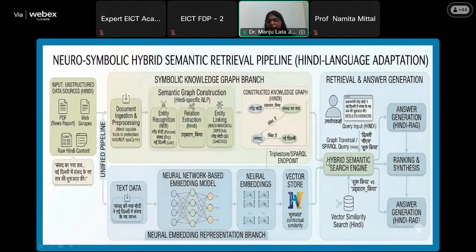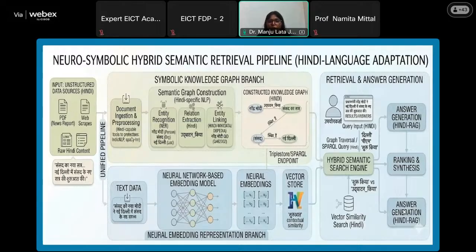For retrieval and answer generation, both components go through the hybrid semantic search engine. The query is given by the user: what did the PM start in Delhi. Here, vector-based embeddings are also establishing the relationship between start and inaugurate, and these relationships are considered when the answer is generated by the RAG, or you can say retrieval augmented generation. So the answer is generated and then those answers will be ranked, because multiple documents and multiple answers can be retrieved, and then the ranked answer will be given to us.